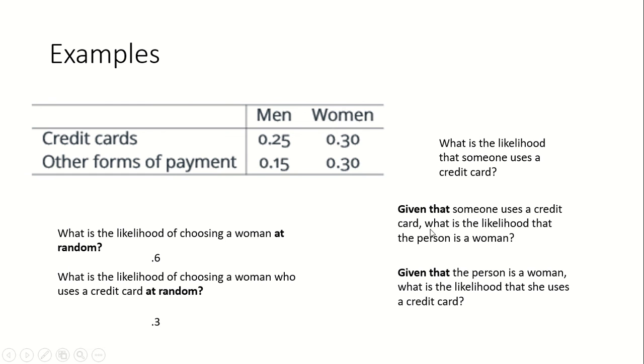Given that someone uses a credit card, what is the likelihood that the person is a woman? Since we're given that, that signifies something will be the denominator. So given that someone uses a credit card, the denominator will be 0.55. And what is the likelihood that the person is a woman? So 0.3 over 0.55. Given that the person is a woman, again, given that signifies the denominator, so we know the denominator is 0.6. What is the likelihood that she uses a credit card? So 0.3 over 0.6, which once you actually divide those, it's 0.5, and we can see that it's about 50% because 50% of the women use credit cards and 50% do not.